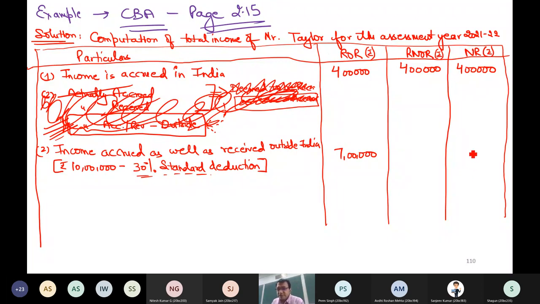This 7 lakh is not taxable for NR because it is income accrued and received outside India. NR are not supposed to pay. Now my question is, will I tax 7 lakh if this person is RNOR or not? That's it. Can anyone tell me the answer? Will I write 7 lakh here or not? Anyone who can tell me this answer?